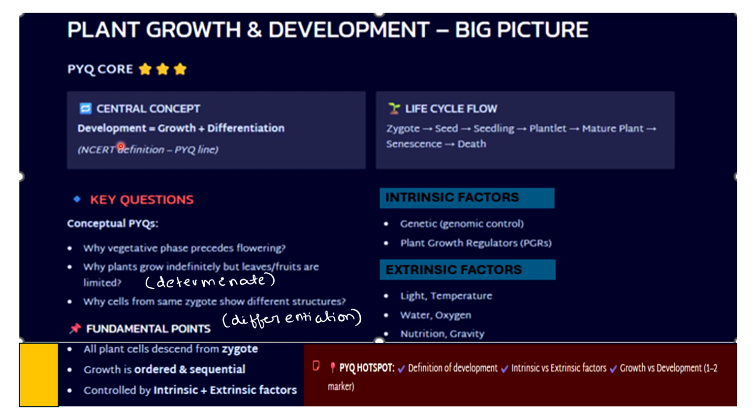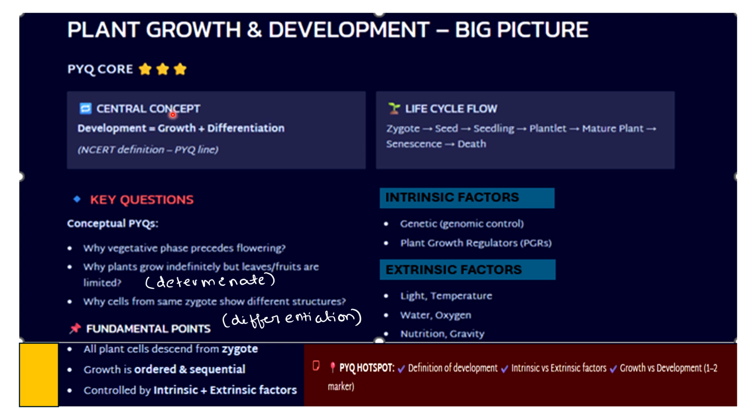When I talk about development, that includes a plant starting from a zygote, becoming a seed, then a seedling, then a plantlet, a mature plant, senescence, and death. Whatever different phases a plant undergoes in its life cycle is called development in plants. Now this development is the sum of growth and differentiation.